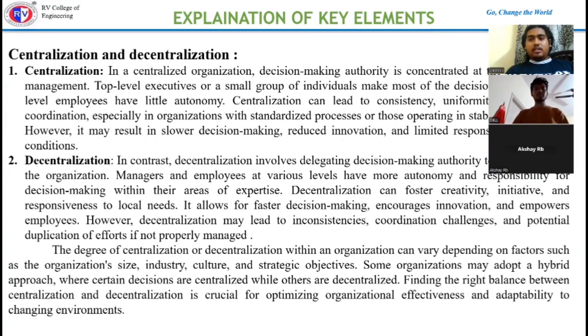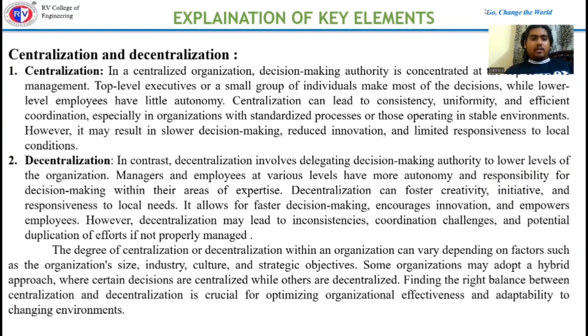Next is centralization and decentralization. In centralization, decision-making authority is concentrated at the top of the management level. The top-level executives, a small group, make most of the decisions, whereas lower-level employees don't have much decision-making power. Centralization can lead to consistency, uniformity, and efficient coordination, especially in organizations with standardized processes or those operating in a stable environment. However, it may result in slow decision making, reduced innovation, and limited responsiveness to local conditions.